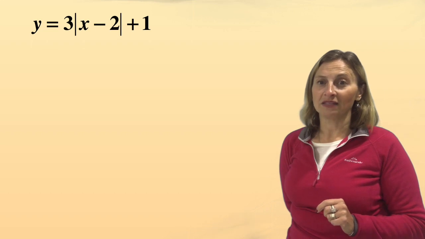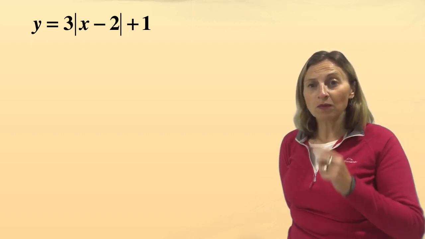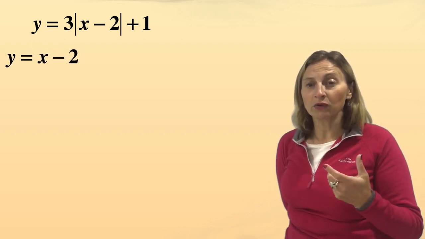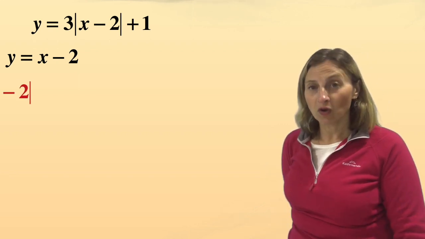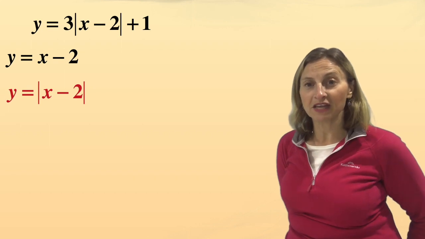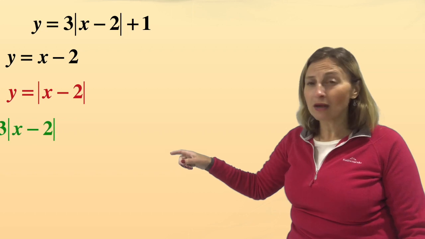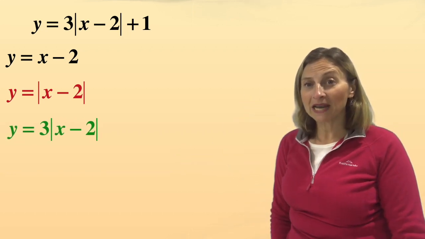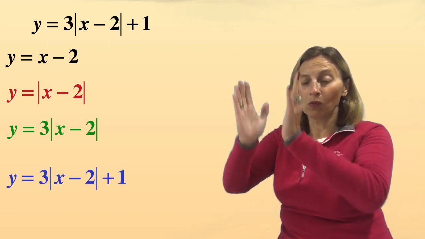Let's try one more. Y equals 3 times the absolute value of x minus 2, plus 1. So what are we going to do first? The first thing we want to do is to think about our normal graph, which is y equals x minus 2. Then we're going to do the absolute value of y equals x minus 2, which is going to bounce everything up from the bottom. Then we're going to put the 3 out the front, and what does that do? It just makes everything steeper. And then we do our plus 1, which makes whatever graph we've got, and we're going to put it all up 1.